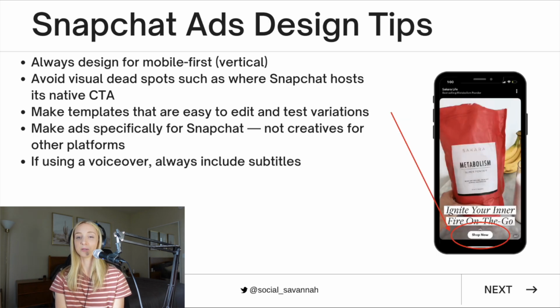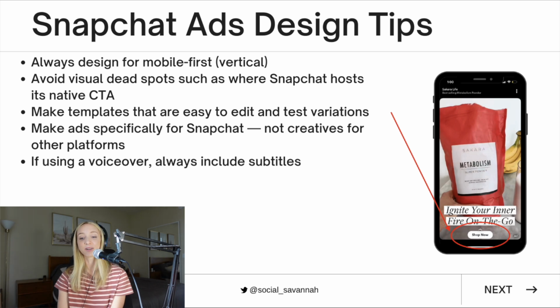Here are a few more design tips. This one I hope is a little bit obvious, but always design for mobile first, which is vertical content, which is why I say it's great to shoot things on your iPhone in vertical because then it's ready. Also, know that Snapchat adds their own Shop Now overlay with the little arrow at the bottom. So you don't want to have any text or any important visuals at that very bottom in the middle because that is a dead spot.